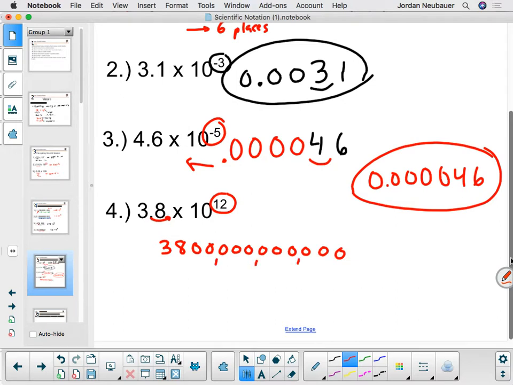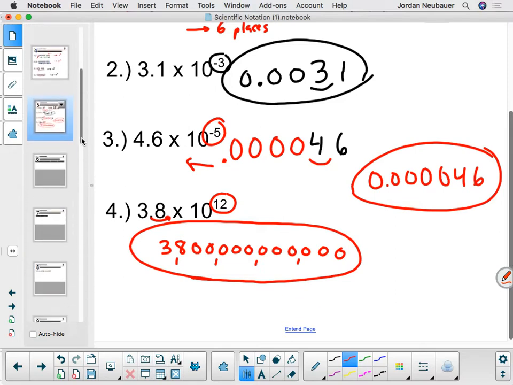Don't know if in Schoology you guys need to add the commas or not. It does help you to conceptualize the number. That's 3,800,000,000,000. If I'm counting my zeros right. Super big number. All right.